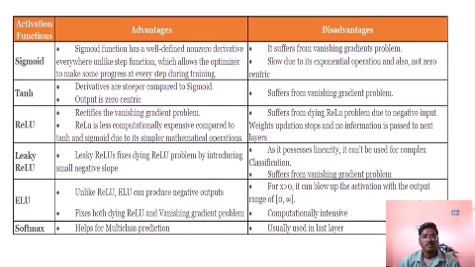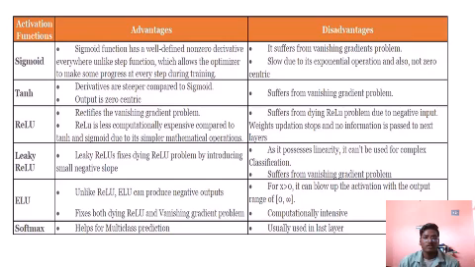Activation functions, advantages and disadvantages. Sigmoid: the sigmoid function has a well-defined non-zero derivative everywhere, unlike step functions, which allows the optimizer to make some progress at every iteration during training. It suffers from vanishing gradient problems, is slow due to its exponential operations, and is also not zero-centered. Tanh: steeper compared to sigmoid, and output is zero-centered. Disadvantage: suffers from vanishing gradient problems.